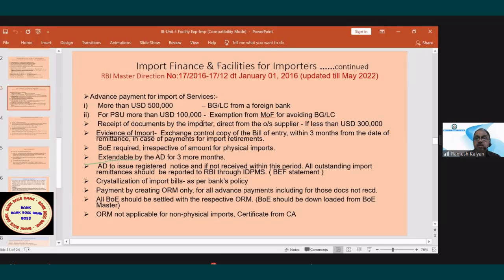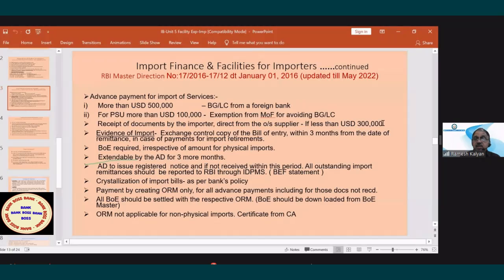And receipt of the documents by the importer directly from the overseas supplier. This also they can ask in the examination: 3 lakhs. Up to 3 lakhs, we can permit direct receipt from the overseas supplier. Normally, we will be accepting only from the bank. This is an exception if the amount is less than this amount. Evidence of import, I told you. Exchange control copy of the bill of entry within 3 months from the date of remittance, we have to get.